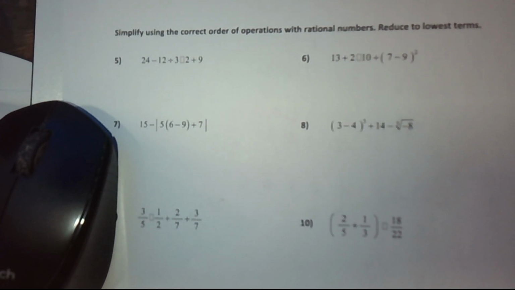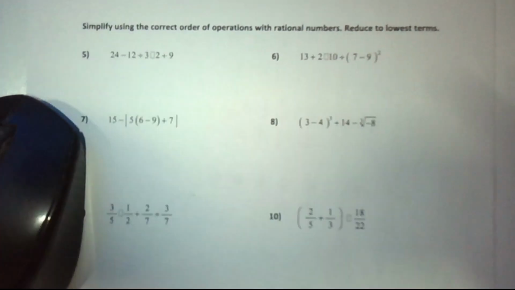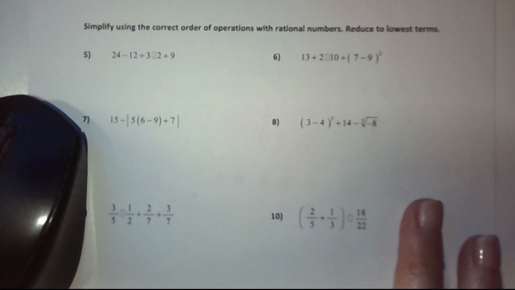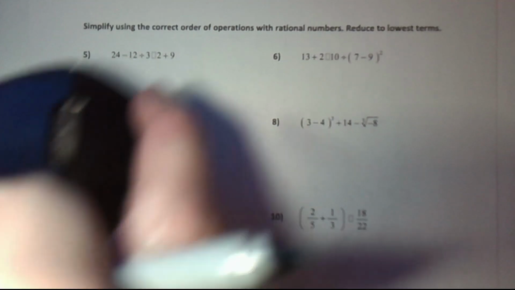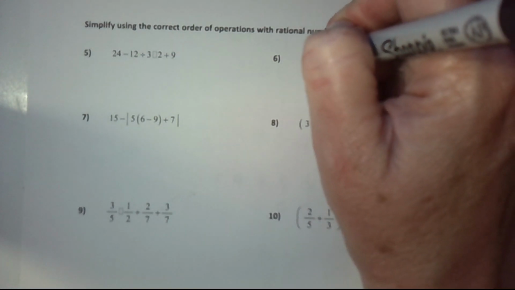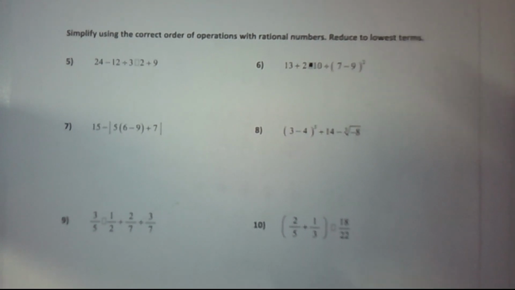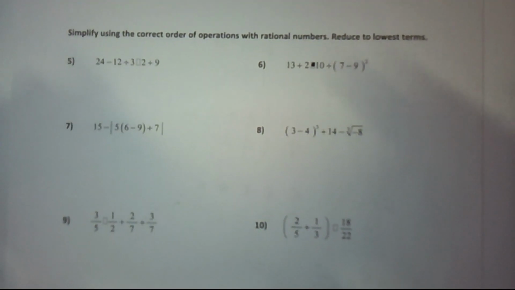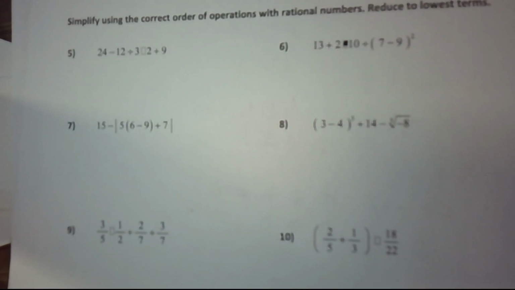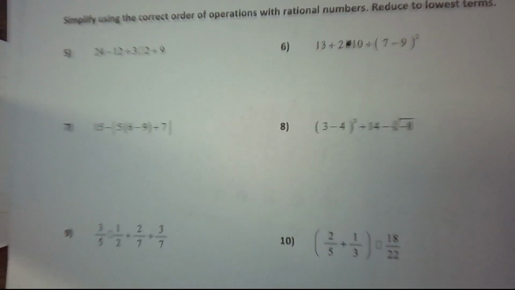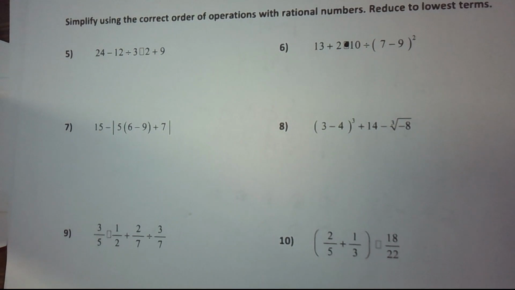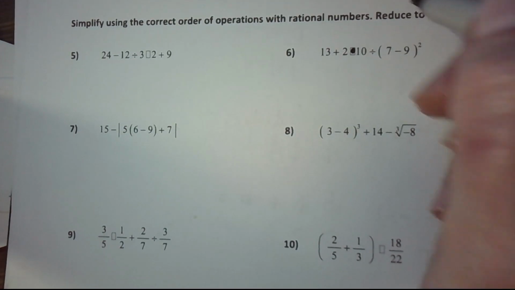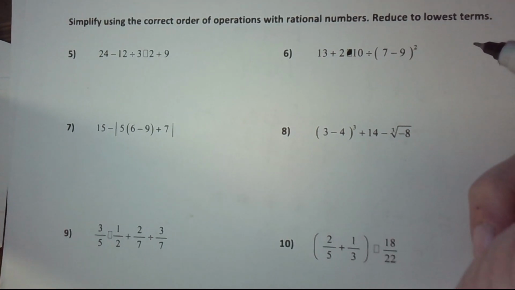We're back to order of operations, which we haven't done in a couple of weeks. How about number 6? Now that box right there should be a multiplication symbol. Let me get that a little bit more zoomed in. Sometimes it makes it fuzzy. Sorry about that. There we go. That's better. Okay, so let's try this number 6. This should be multiplication right here.